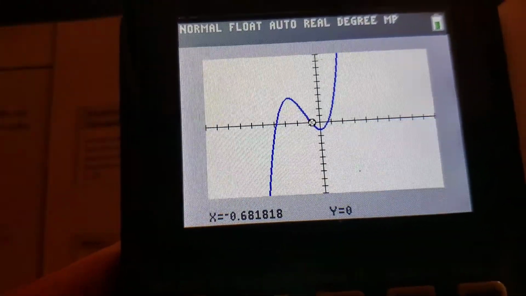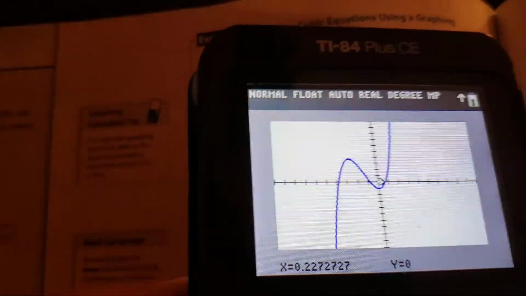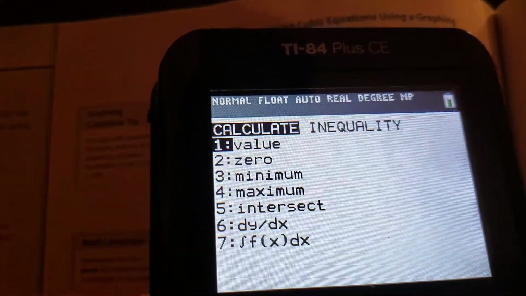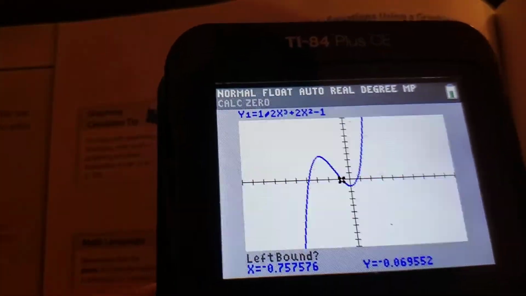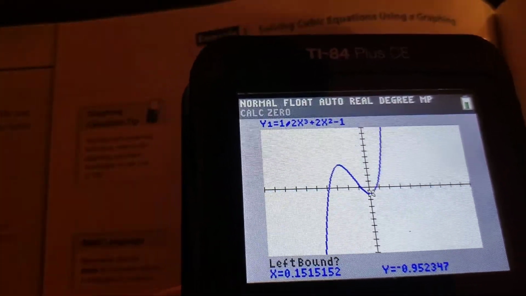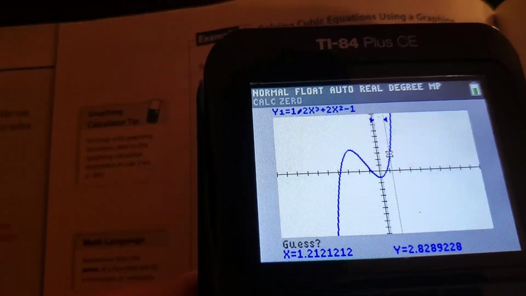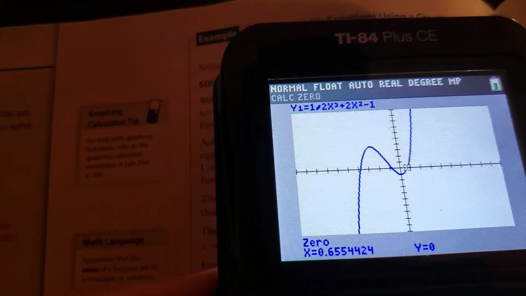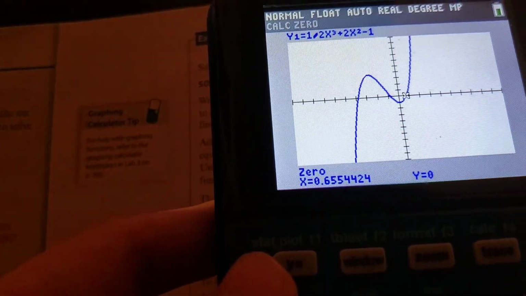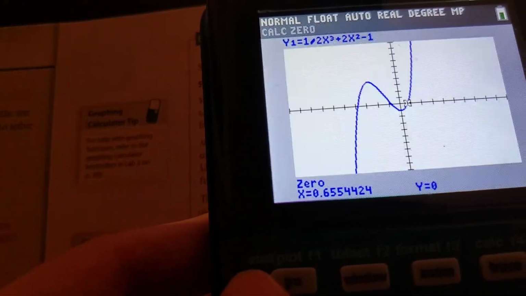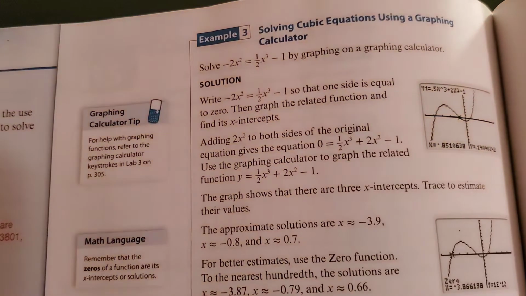And then finally, the last thing that we have to do in this lesson to be done with it, and only have 5 more lessons to go, hooray, is to the right, I mean to the left, sorry, to the right. Press enter, and we get 0.655. So I would say 0.66. Yep, that's what your book has.